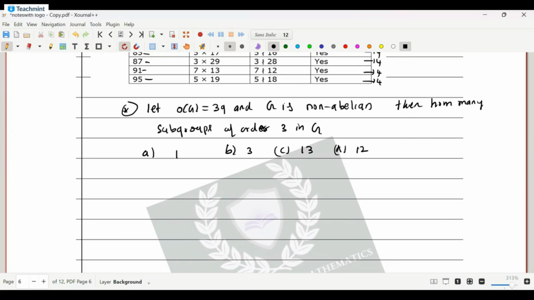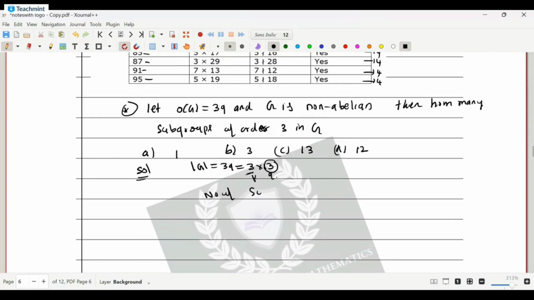Order of G is equal to ఎంత సార్? 39. 39 ఏం రాయొచ్చు? 3 into 13 రాయొచ్చా? So this is P, this is Q, sir. So మనం అడిగింది number of subgroups of order P, sir. So మనకు ఆల్రెడీ whether it is abelian or non-abelian అయినా the number of subgroups of order 13 is always 1, sir.